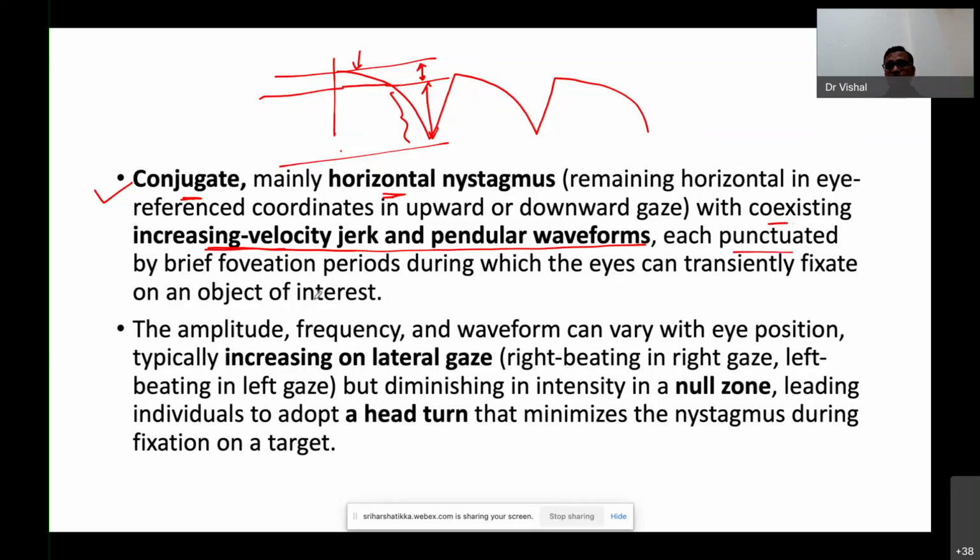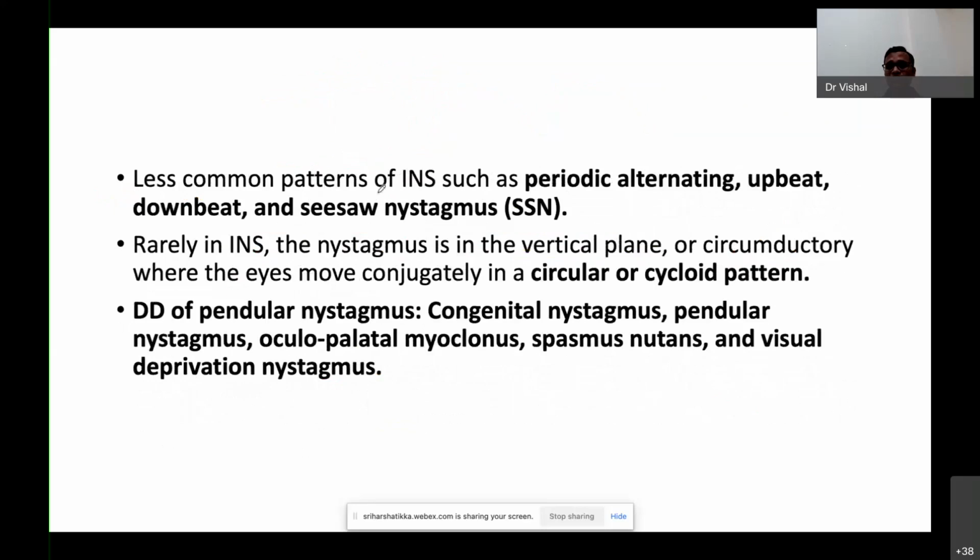and there are brief foveation periods in between where the patient tries to fixate on the targets. So subconsciously they keep fixating in between the two jerks or in between the two pendular waveforms. This nystagmus increases on lateral gaze, we have seen. It becomes jerky on the lateral gazes, and there is a null zone, and there is a head turn, depending on which side is the null zone. Less common patterns of this nystagmus are periodic alternating, upbeat, downbeat, or seesaw nystagmus. And rarely there could be nystagmus in the vertical plane, circular, or cycloid pattern.